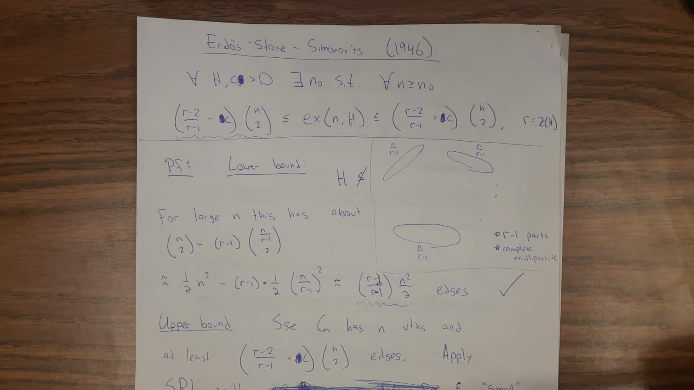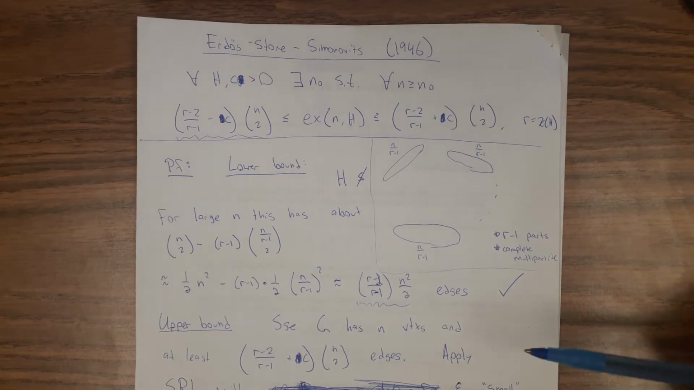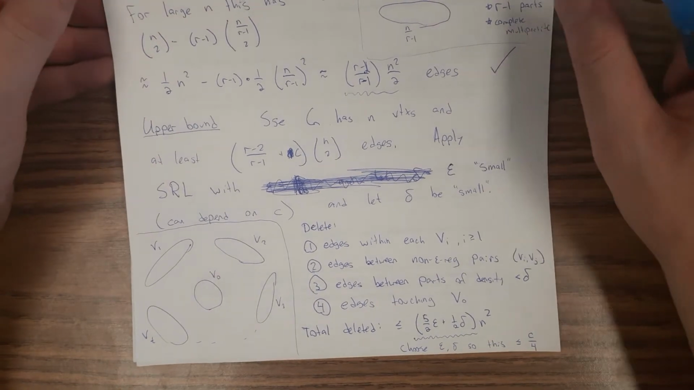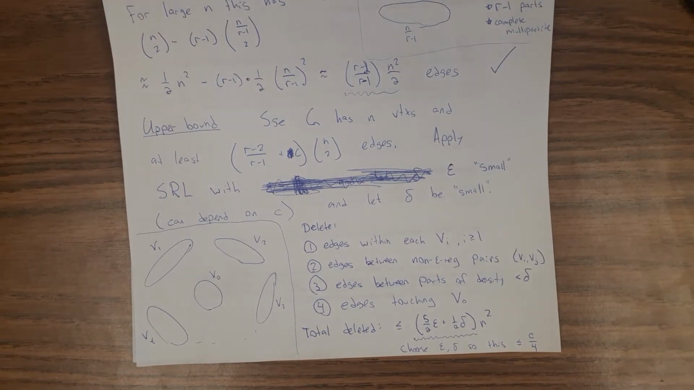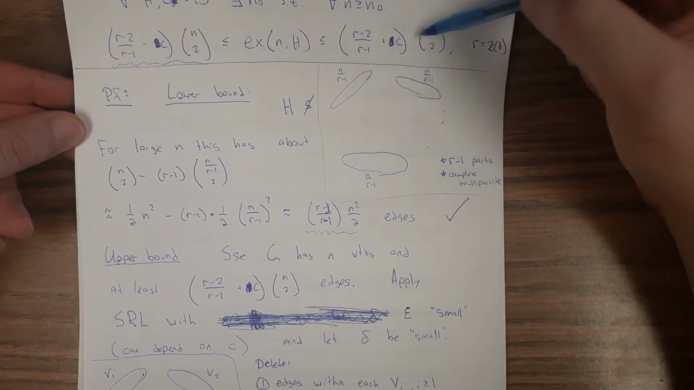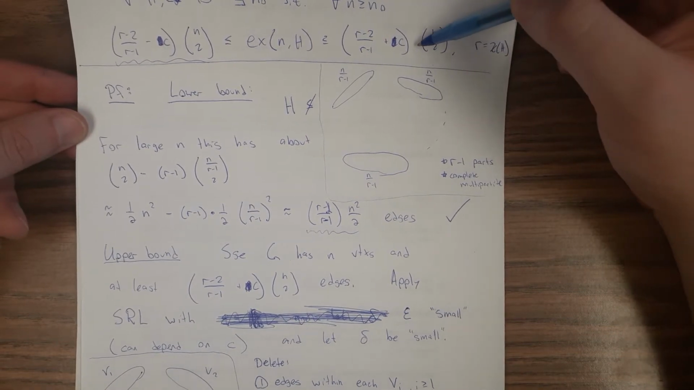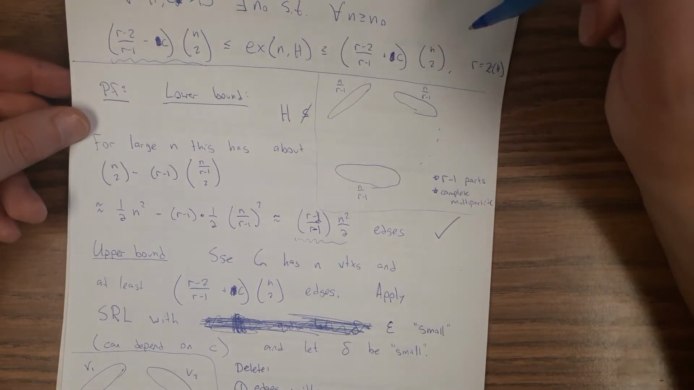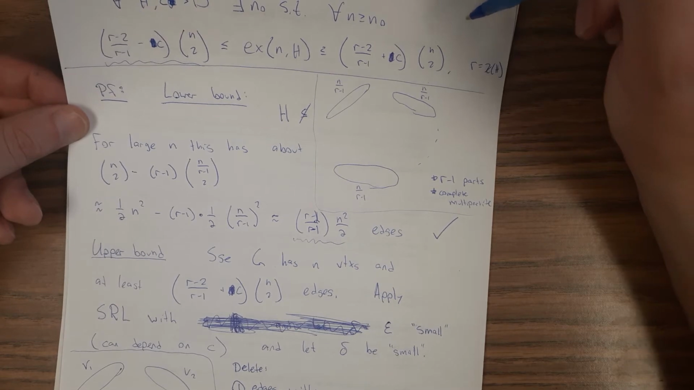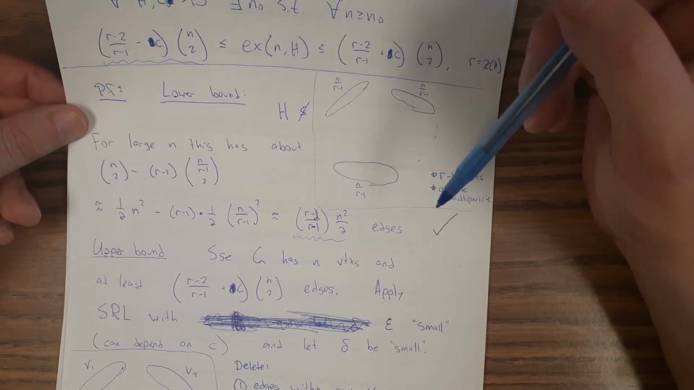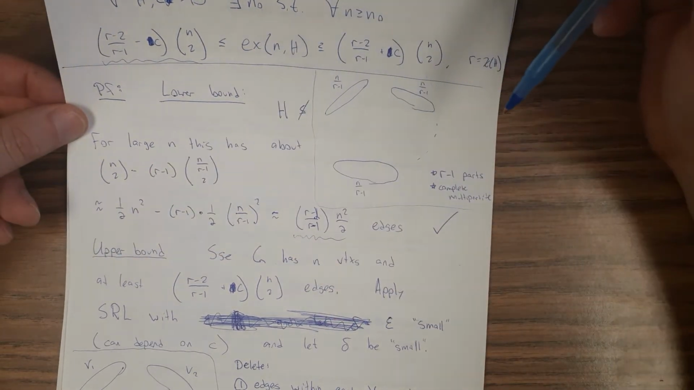Let's talk about the upper bound. The upper bound is where we need sort of fancy stuff and Szemerédi's regularity lemma stuff. So for the upper bound, I have to show that if G is a graph that has n vertices and has more than this many edges, then it must contain H as a subgraph. So that's what we'll do. Suppose that G is a graph that has n vertices and has at least that many edges, or maybe I should say more, but at least is good enough.